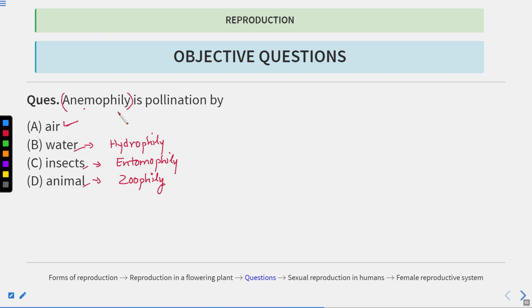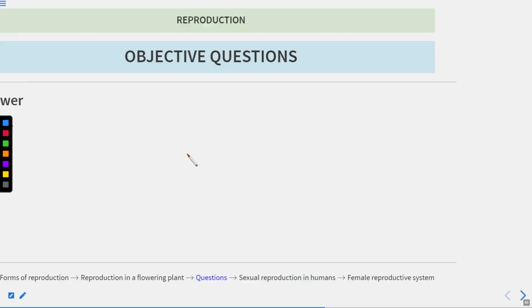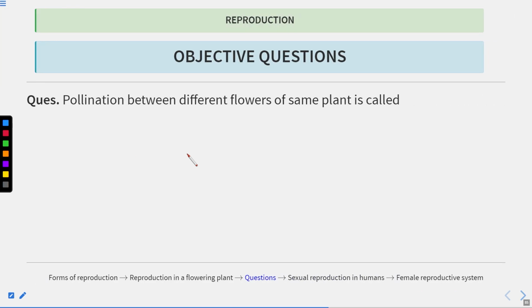Clear? If we talk about entomophily, insects such as bees and flies can carry the pollens along with them. And when they sit on the flower, they can transfer the pollen to the stigma. Clear? So what should be the answer? Option A, air.